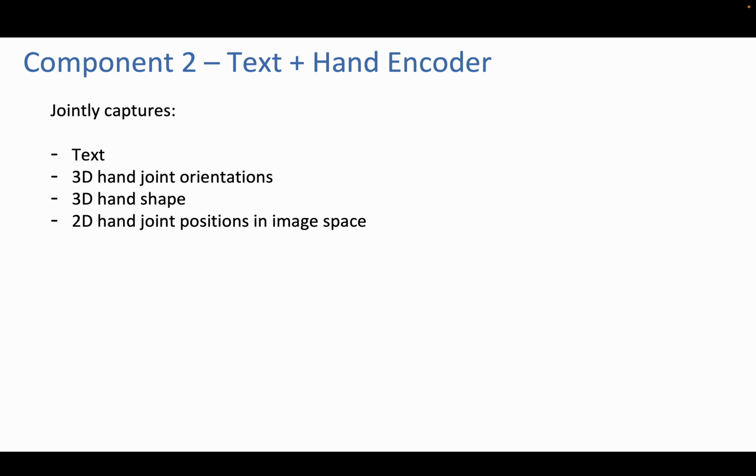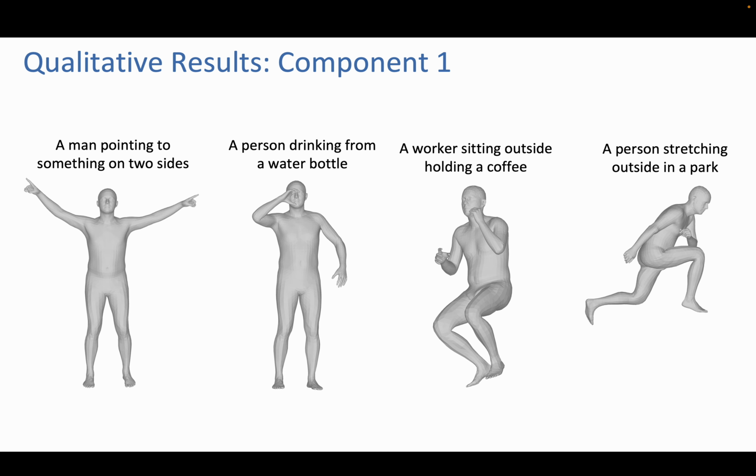The text and hand encoder captures text, 3D hand joint orientations, 3D hand shape, and 2D hand joint positions in the image space. Here are some qualitative results from the first component. Given a text input, we can generate good quality SMPLH humans corresponding to the text.